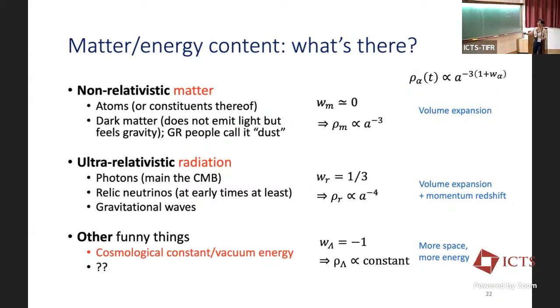Of course, you can also have other funny things in the universe that are not quite matter and not quite radiation and not quite anything we understand. And the prime candidate for that is the cosmological constant or the vacuum energy. And this kind of stuff has negative pressure, okay? And the equation of state parameter is -1. And again, put this into this expression, what you'll find is that rho lambda is a constant. So in other words, the more space you create, the more energy, which is totally weird, but that's the cosmological constant.